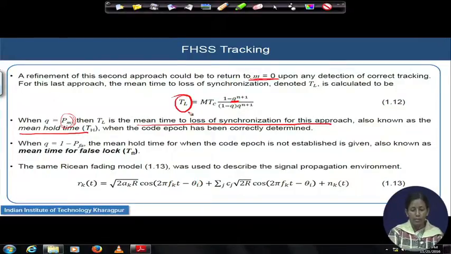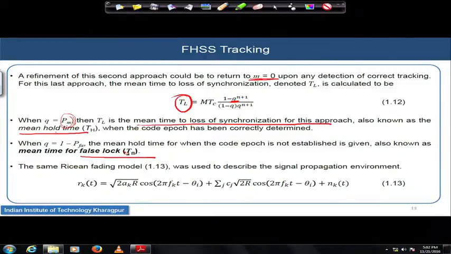So, the mean time for the false lock, the code tracking circuit can measure and quickly give us a feedback. So, the mean time for holding the synchronization and the mean time for giving the false lock, both can now be quantified, and based on that study you can also decide whether we should go back for the code acquisition or not.